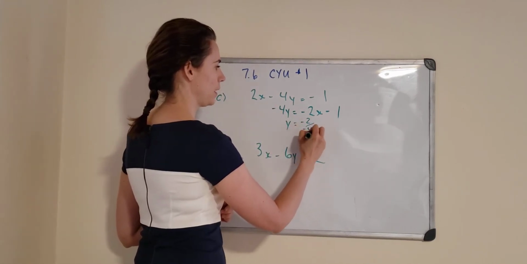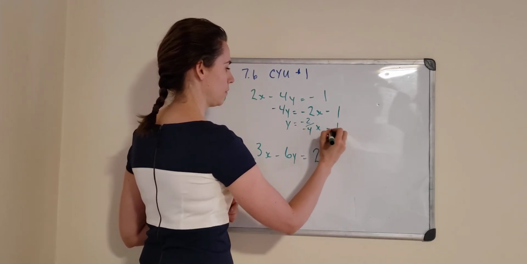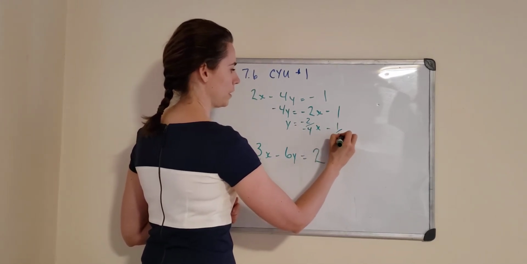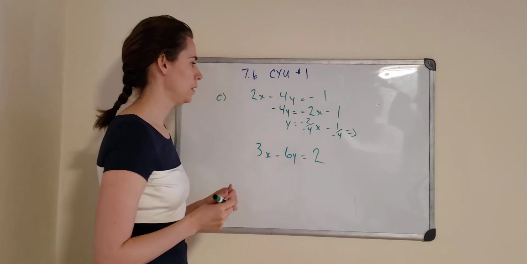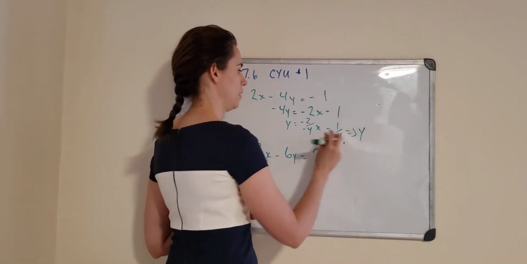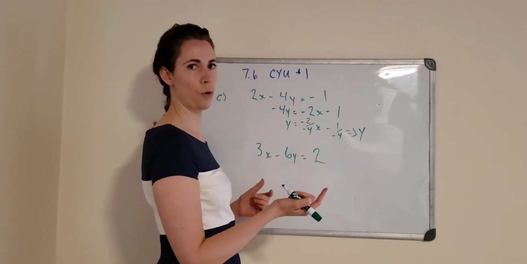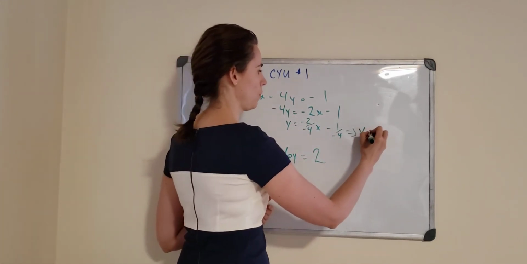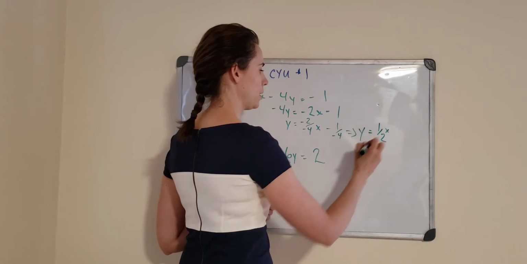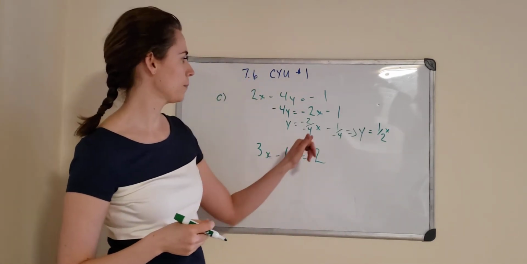Negative 2 divided by negative 4. Negative 1 divided by negative 4. I'll just write that in. We'll just simplify that. Okay, let's simplify. A negative divided by a negative is a positive, and at the same time, 2 over 4 would be 1 over 2. So y equals 1 over 2x, or x over 2, whatever.